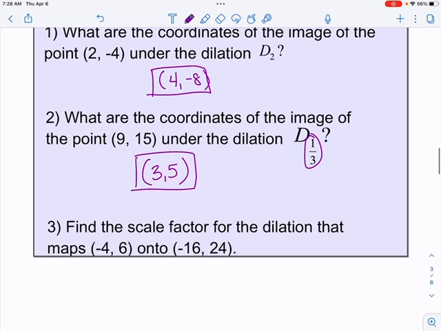And for part 3, we want to find the scale factor this time for the dilation that maps (negative 4, 6) onto (negative 16, 24).